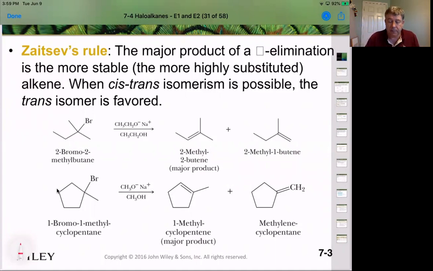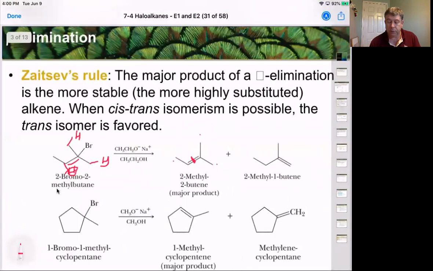So let's look at that in a little bit more detail here. In the case of this 2-bromo-2-methylbutane, what we can do is remove a hydrogen from one of these methylenes, a hydrogen from this methylene, or a hydrogen from this methylene. Because when we remove the hydrogen from this methylene, we end up with three substituents on our alkene. It is the major product. Notice if we remove either one of these other hydrogens, we're only going to have two substituents on this alkene and two hydrogens. Therefore, it's the minor product.